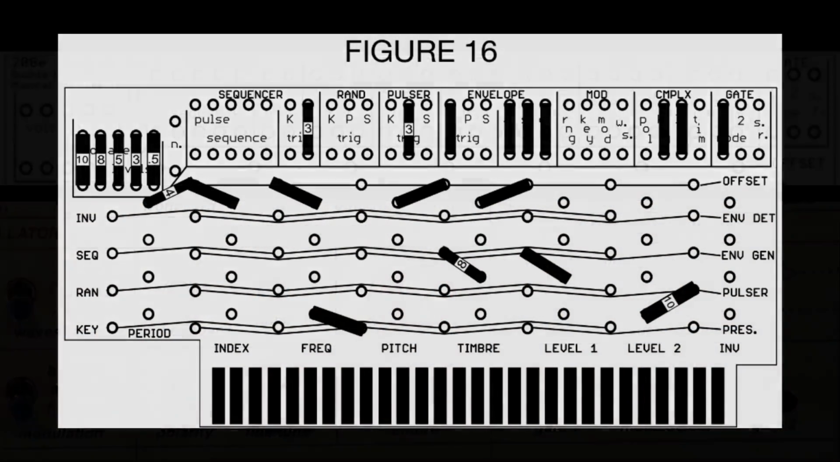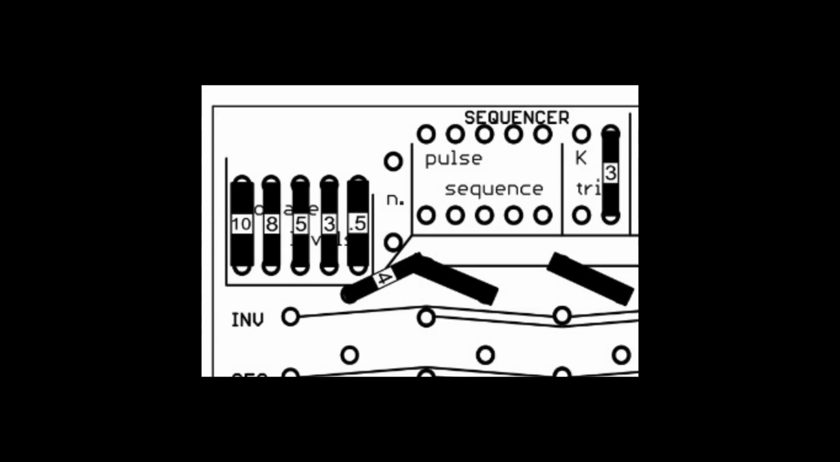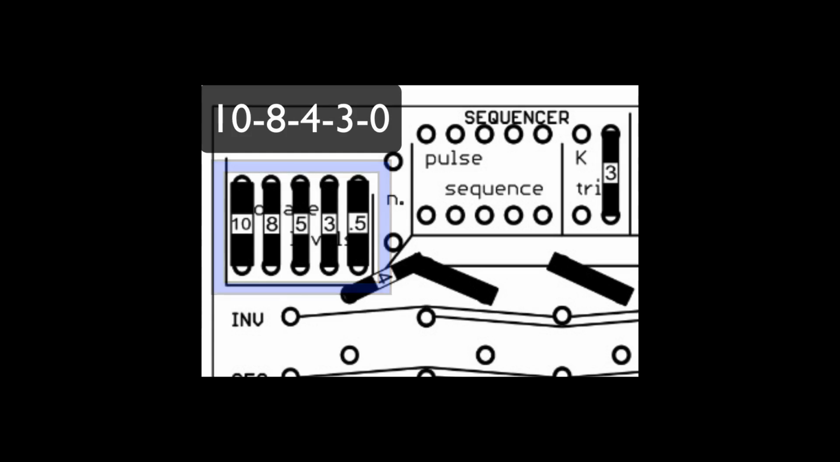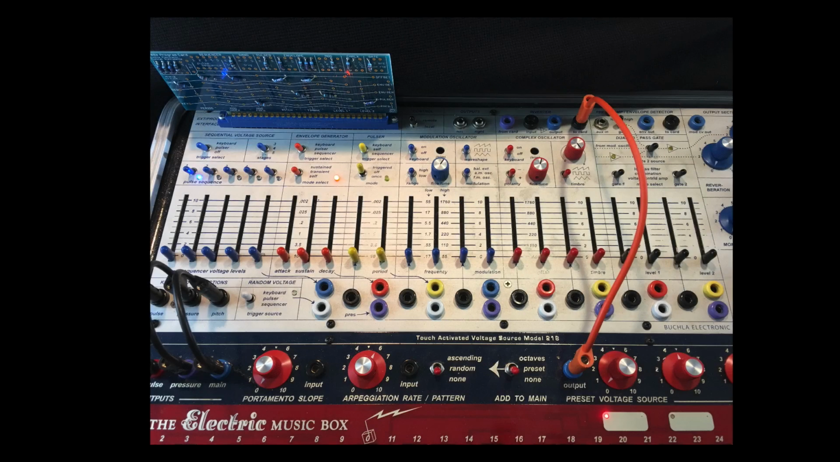Before I solder up the card for figure 16, let me point out a couple of modifications. For the sequencer, instead of the printed resistor values, I'm going to use 10, 8, 4, 3, and 0, that is, no resistor on stage 5. Also, instead of using a resistor conductance value of 4 for the pulsar's period, or rate function, I'm going to show you a little trick to create the equivalent of a variable resistor in its place.